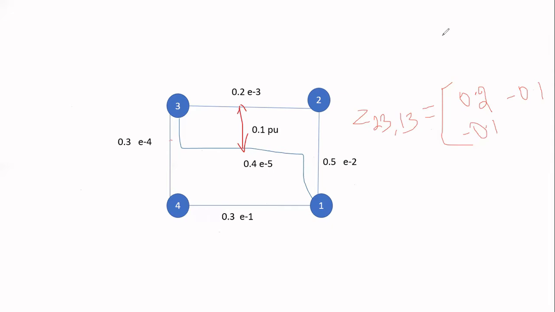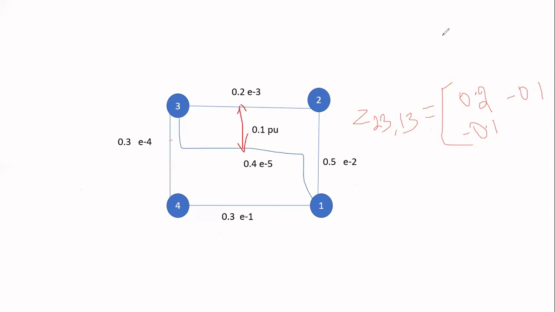Okay, first of all, we calculate ZL1. ZL1 is equal to Z31. Where is the Z31 value? This is 3. 1, 2, 3, 5. Okay, Z31, this is the impedance matrix. Z31 means 0.3.